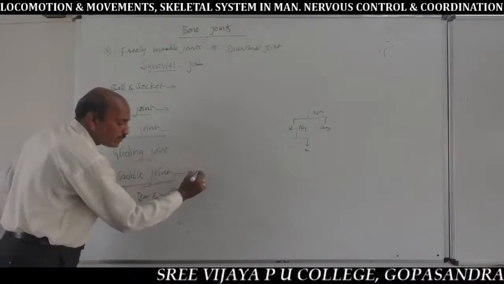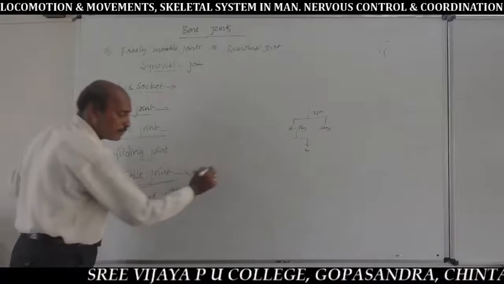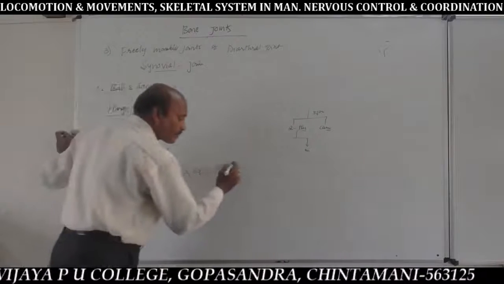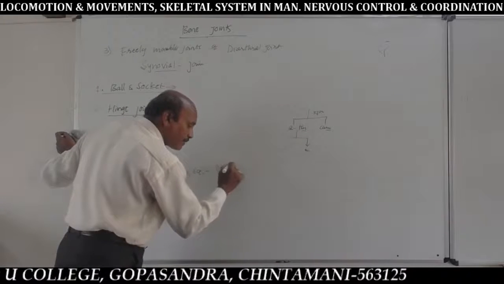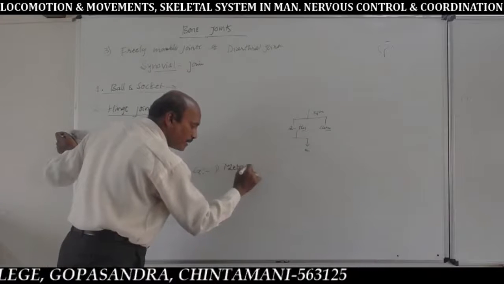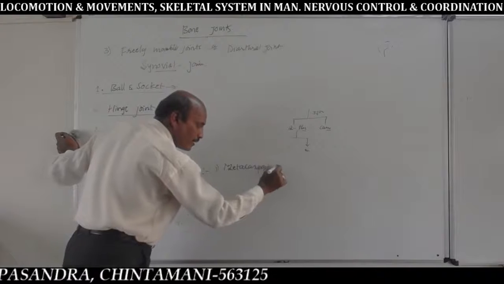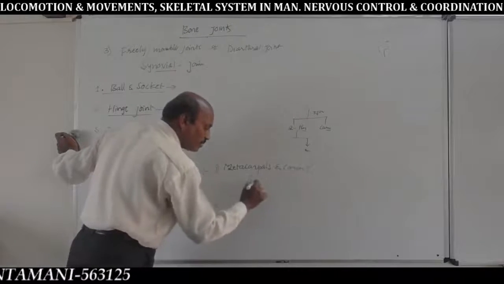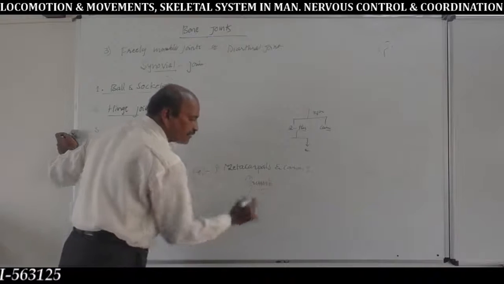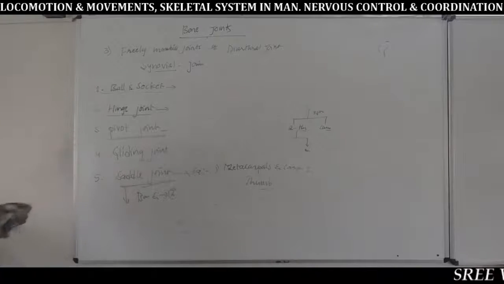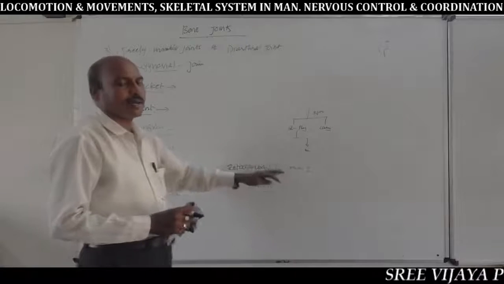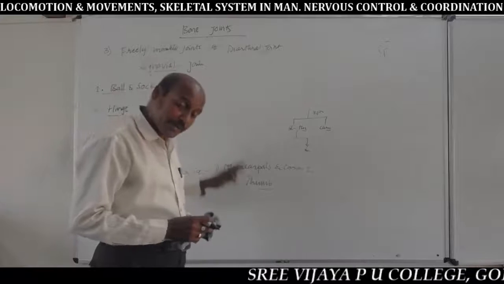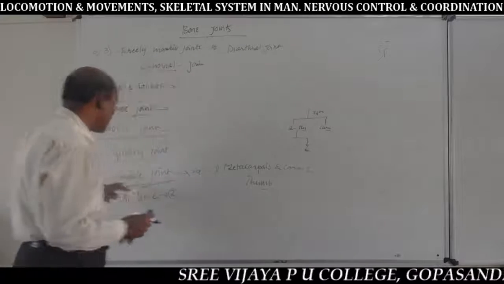Here are examples of saddle joints. Very important for competitive exams. The joint between the metacarpals and carpals of the thumb, the thumb finger. The joint between carpals and metacarpals of the thumb bone is the example for saddle joint.